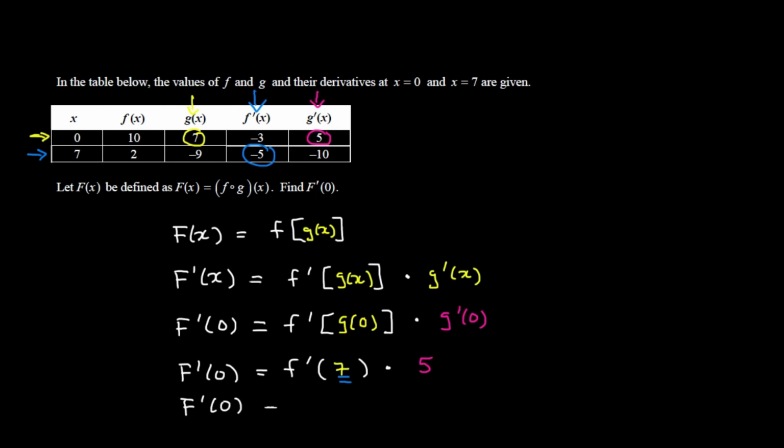So F prime of 0 is now going to be -5 multiplied by 5. Of course, that's just going to be -25.